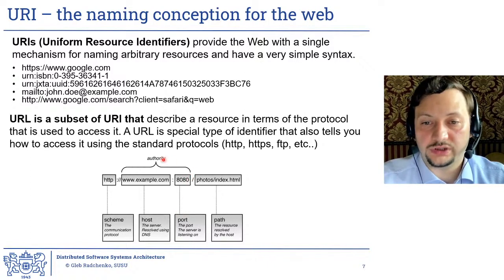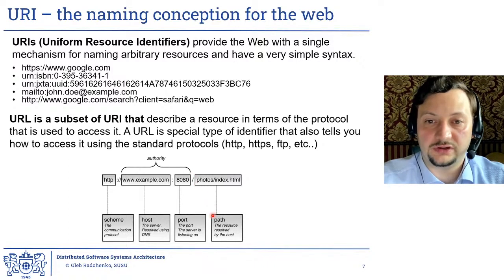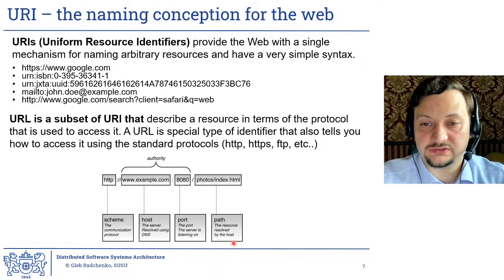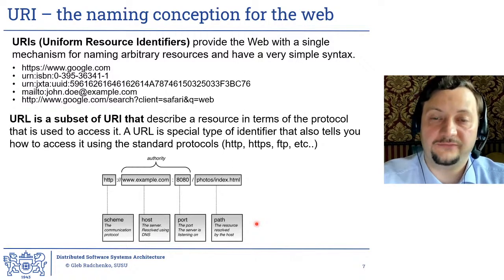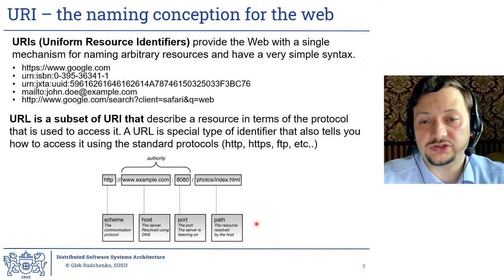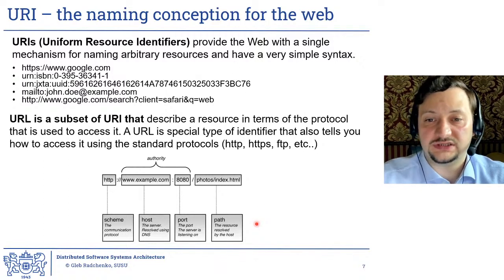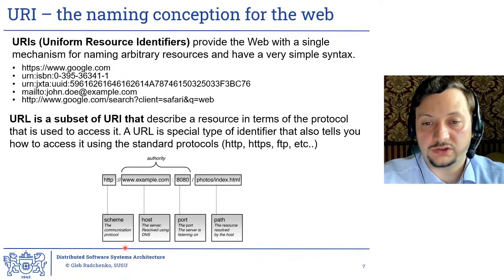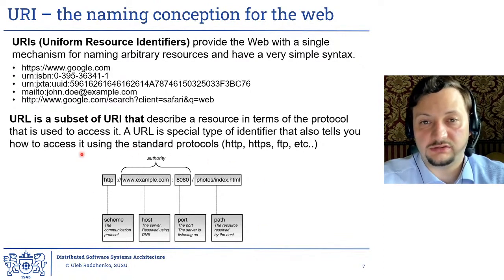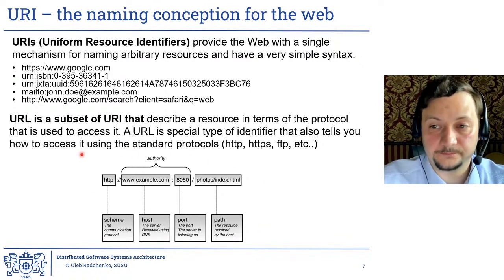And after we define the authority, we provide the rest of the URL. It is the path. The path is the resource resolved by the host. In this part, we also can have some special modifiers, some special query or parameters for this request, but this is the simplest schema of the URL that we can use to access the remote resource.